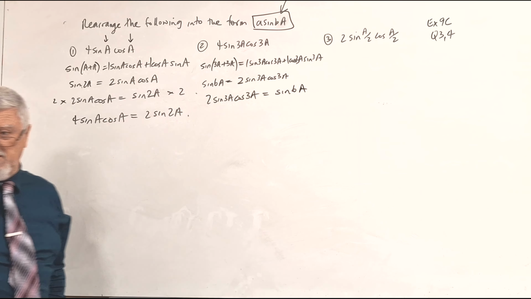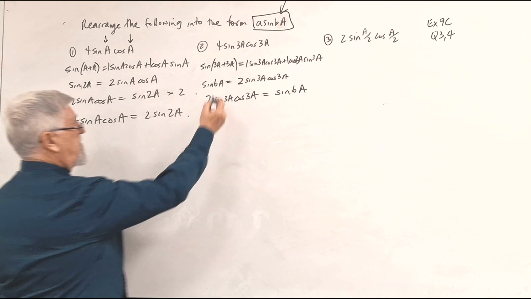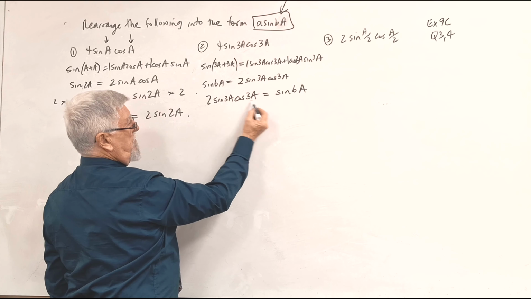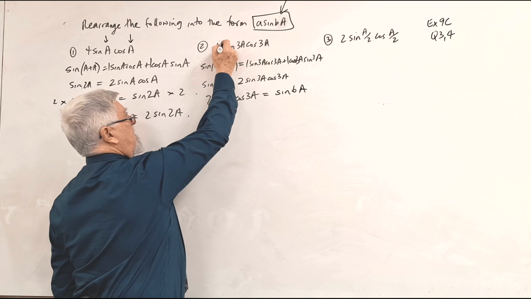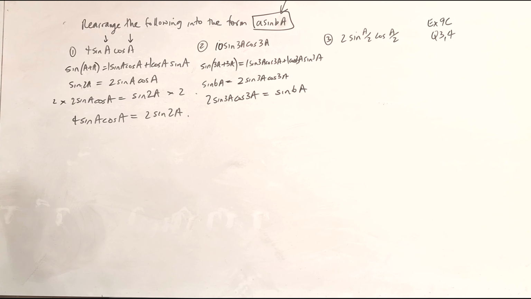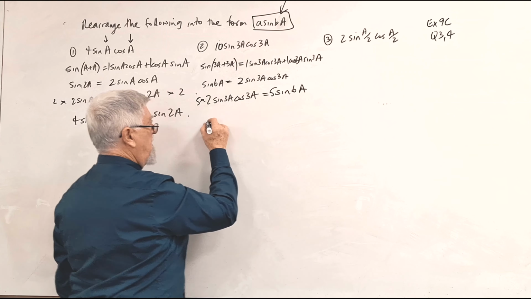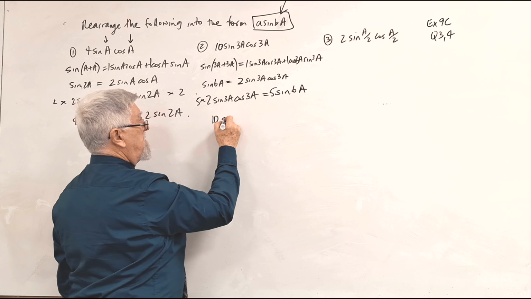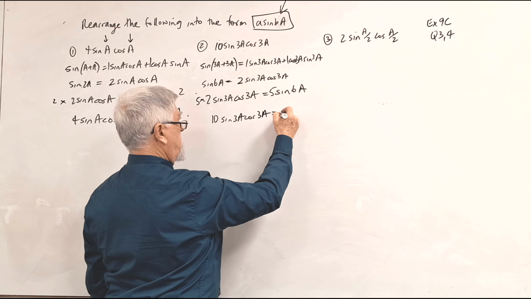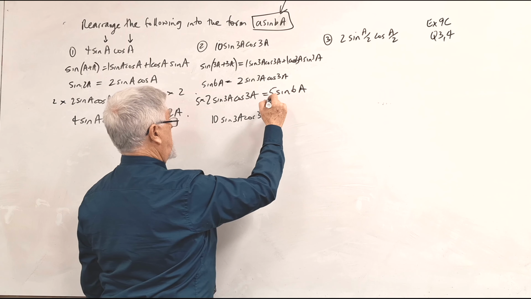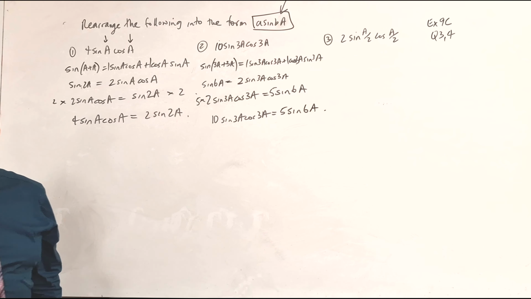So I'm doing this long-winded. And there's people out there who just see it in their head. So what do I got to do to it? I don't want 2 sine 3A, I want, or what if I made that a 10? Times it by 5. Times that side by 5, times that side by 5. And I've got 10 sine 3A cos 3A equals 5 sine 6A. Yep, 5 sine 6A.